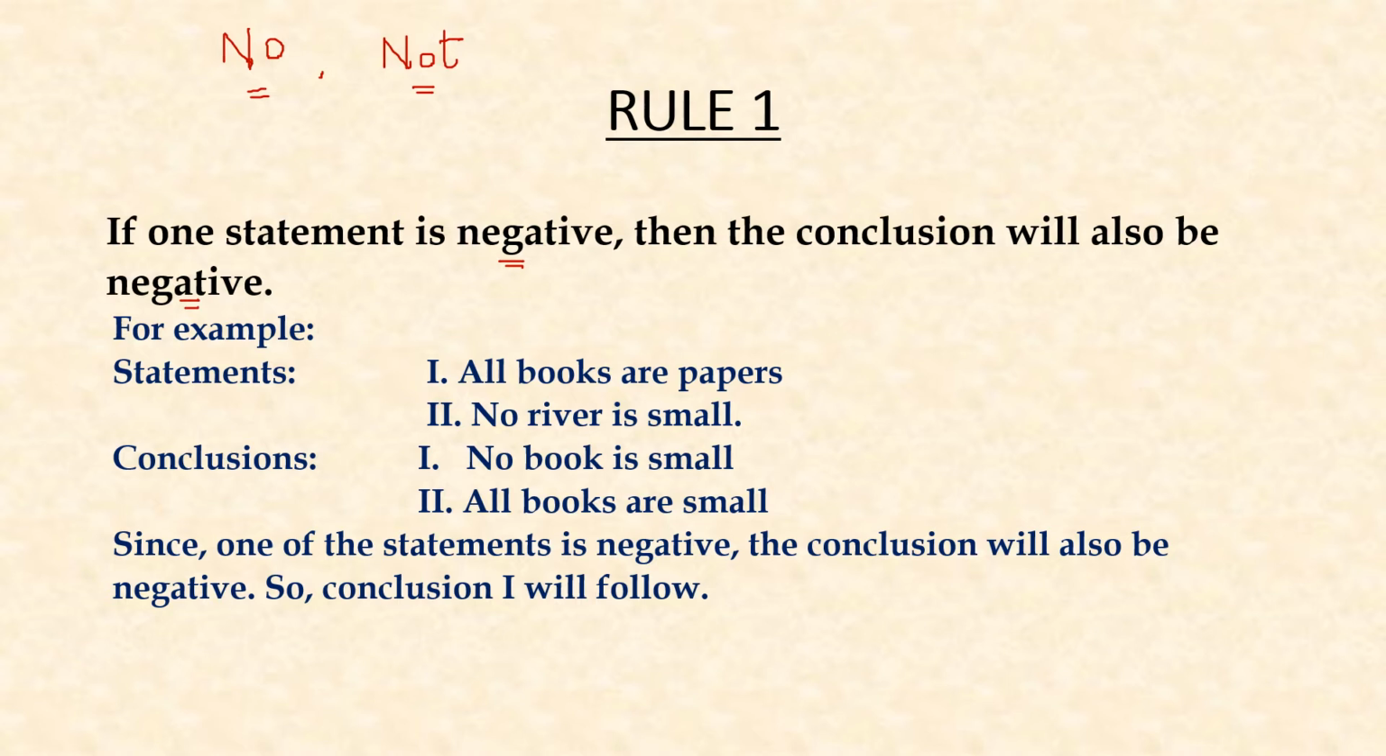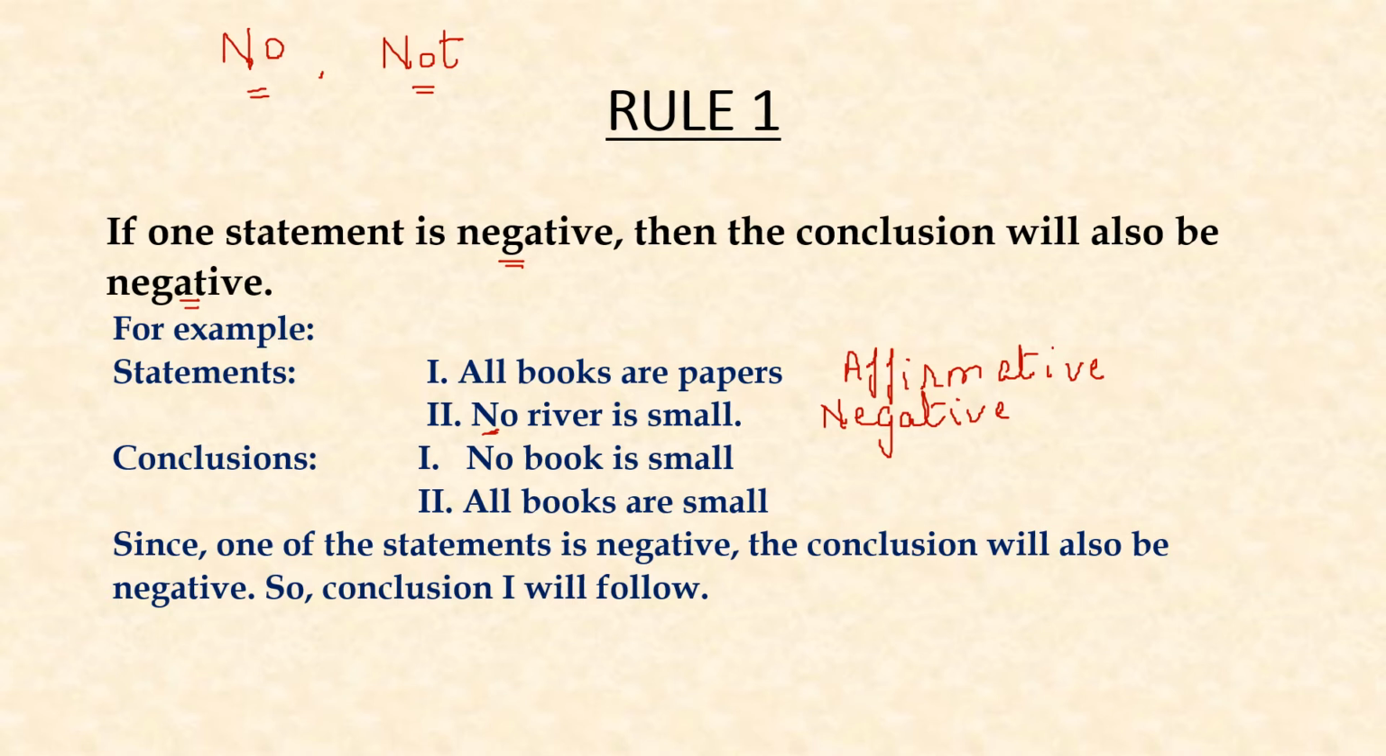Statement 1 says all books are papers. So this statement is an affirmative statement. That means it is not a negative statement. And the second statement says no river is small. So you can see there's a word no here. So wherever we come across such a word, the statement will be negative. So in the given two statements, one of the statements is negative, and the rule says that if one of the statements is negative, then the conclusion has to be negative.